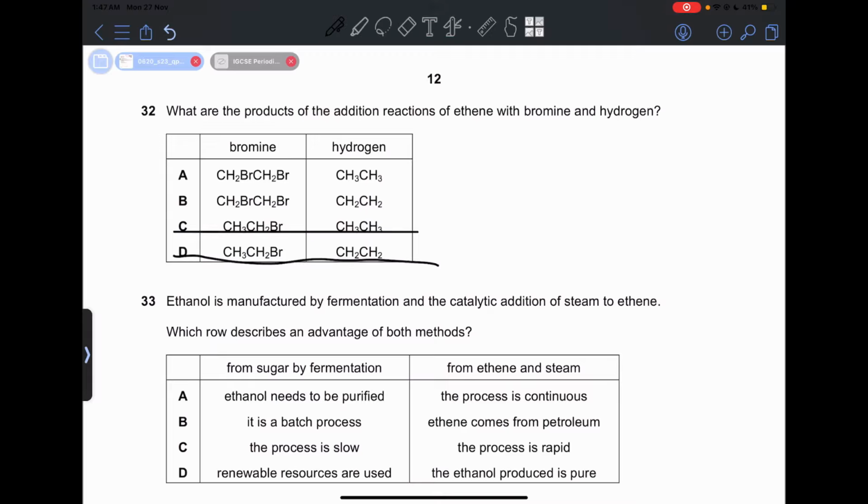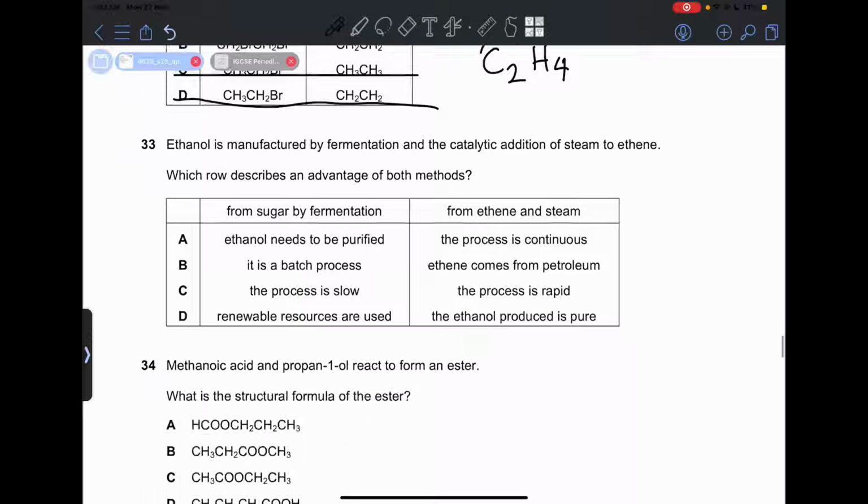So actually we know that the general formula is Cn H2n. For example, if you have C2, then it's going to be H4 because it's going to be double the amount that is in the carbons. So B shows that we don't have an addition reaction going on, it is just the same. So actually our answer is going to be A because we added hydrogen to the reaction.